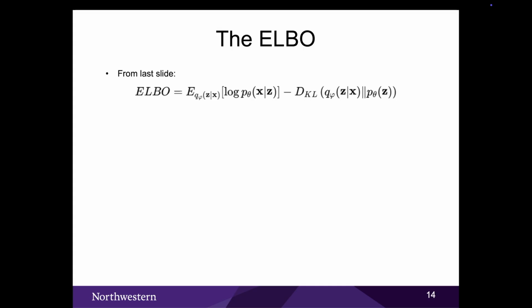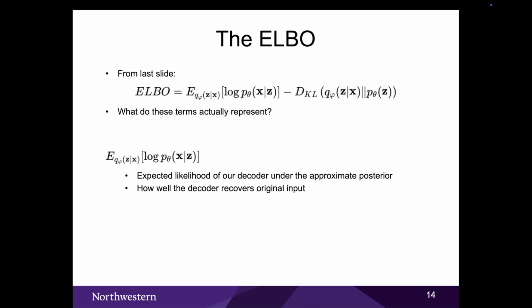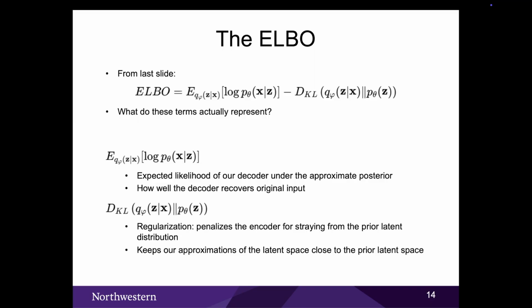Now we will take a step back and think about what each of these terms actually represents. The first term is our decoder. Given the latent representation z, it measures how well the decoder recovers the original input. The second term measures how far our encoder is from the prior latent distribution, p(z).